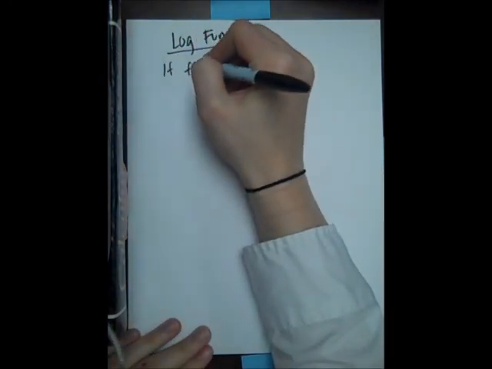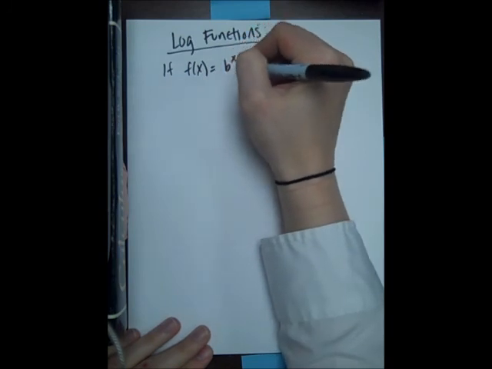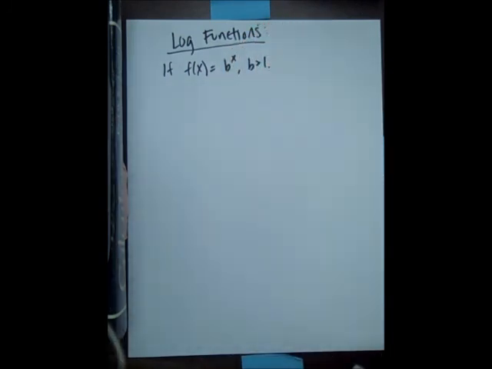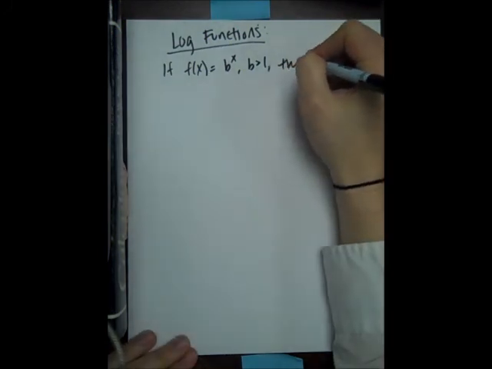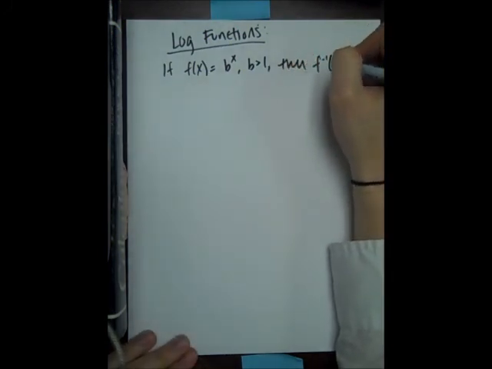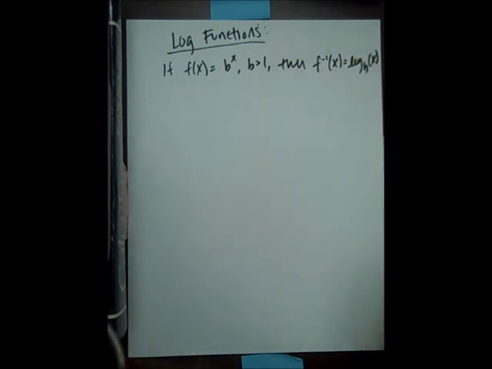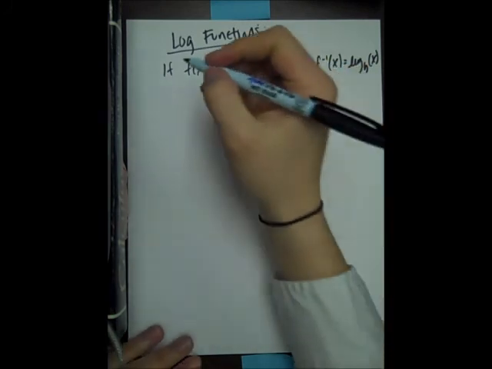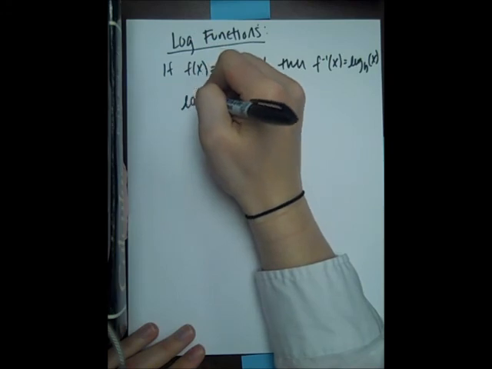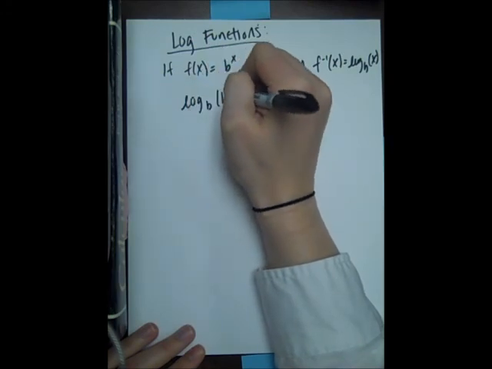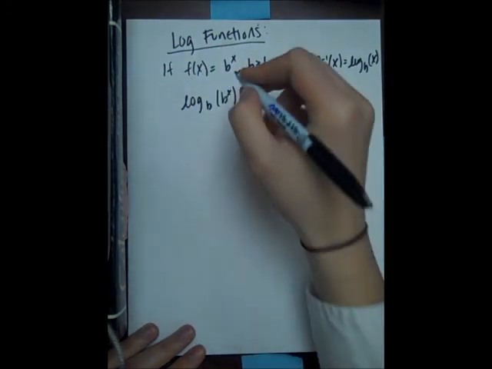If f of x is an exponential, so b to the x, whatever your base b is, then the inverse of that is log base b of x. So the log function is the inverse of an exponential. What does that mean for us? That means that log base b of b to the x is going to be x.